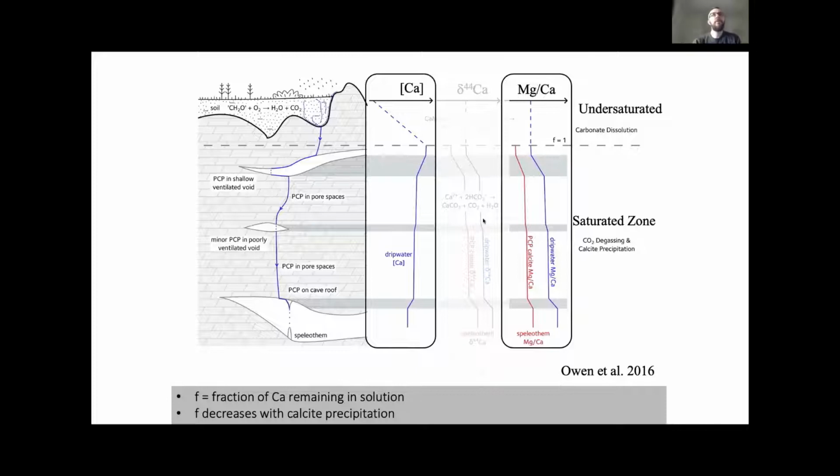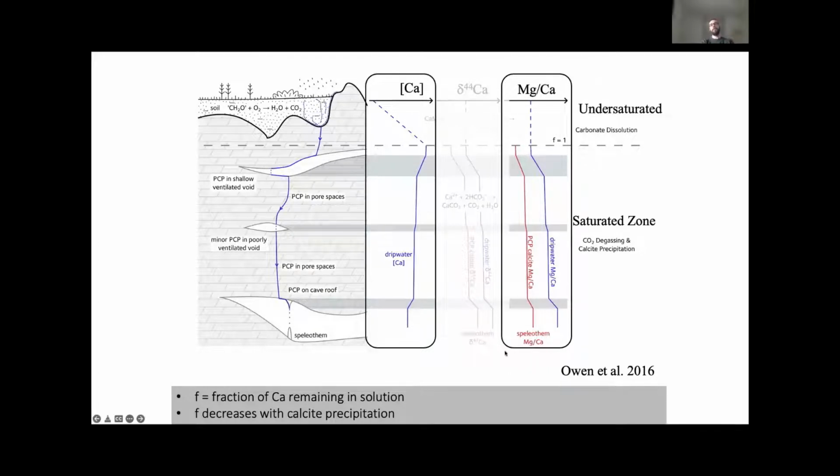Essentially what we can see is that in the top part of the system, within the soil zone, we are adding calcium to the solution by dissolving bedrock. So we have the calcium concentration increasing here within the middle of the figure. As we go down through the system, degassing occurs, and precipitation of calcite occurs either within small voids or within the cave itself. As calcite precipitates, we're reducing the calcium concentration within the drip water.